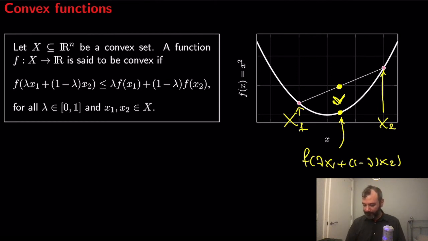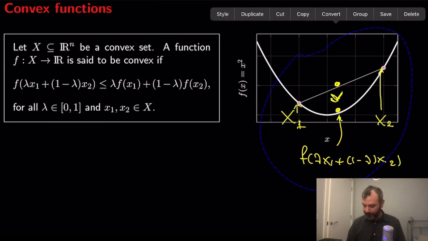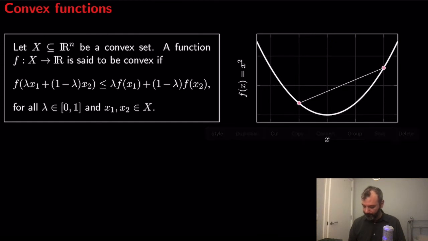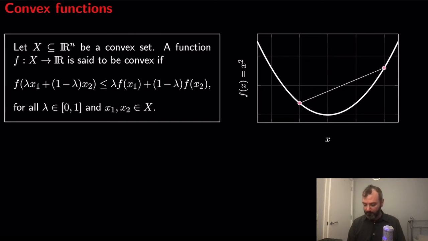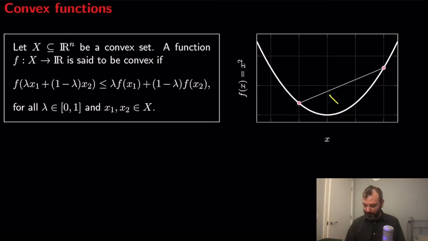So once again, let me clear this. If you take any 2 points on the graph of the function and you connect them with a line segment, then the line segment is above the graph of the function in between these 2 points. Or the graph is below the line segment. The graph of the function is below the line segment. This is what a convex function looks like.